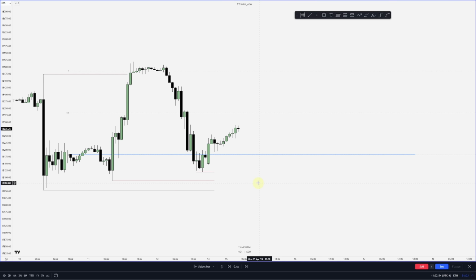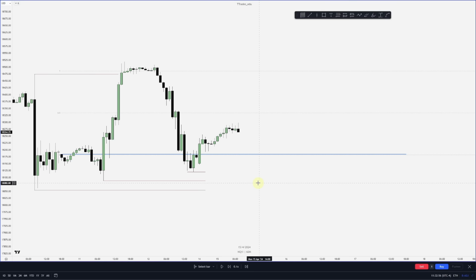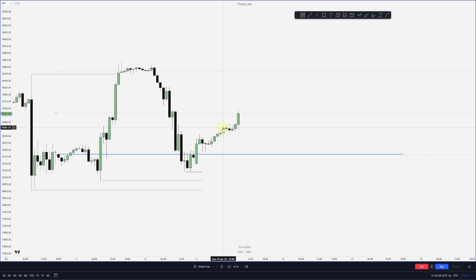You can see we're into London now. Do we form a high? Nope, we do not. We just kind of consolidate. And then as we enter New York, we do reach up into the mean threshold, so this point of interest. Now, if you notice on the hourly chart, it is a little bit messy here, right? So what can we do?